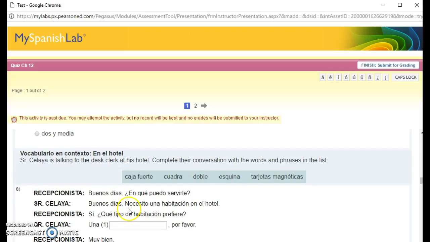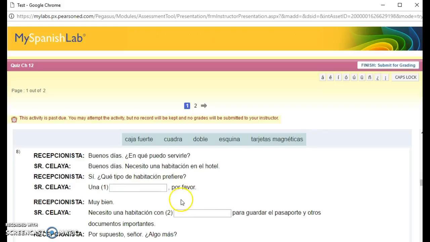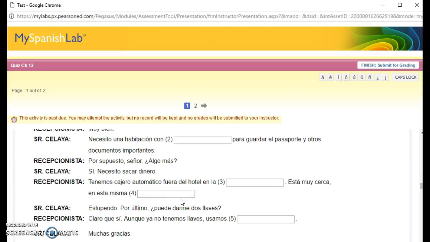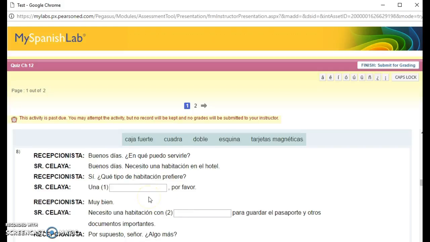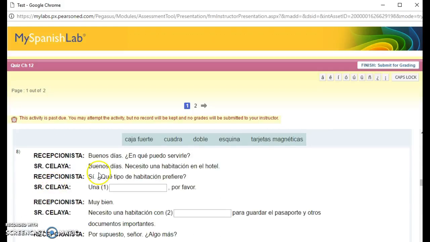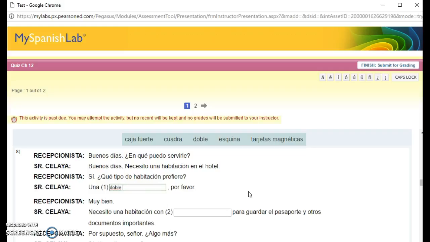All right, so more vocabulary. Again, we had a list here, a little word bank and a dialogue, and this one was much shorter. I don't recall there being too many problems here on this one, but let's go through it anyway. So, buenos días, so it's the receptionist and Mrs. Celaya, that's the two people talking. So the receptionist says, good morning, and how can I help you? Good morning, I need a room in the hotel. What type of room do you prefer? And so, una doble, por favor.